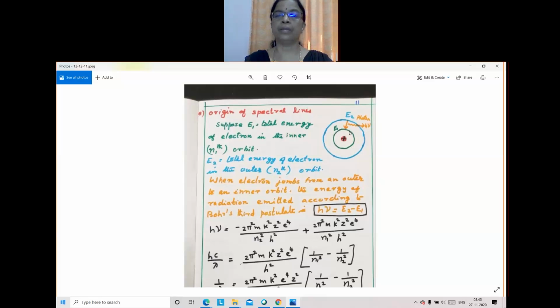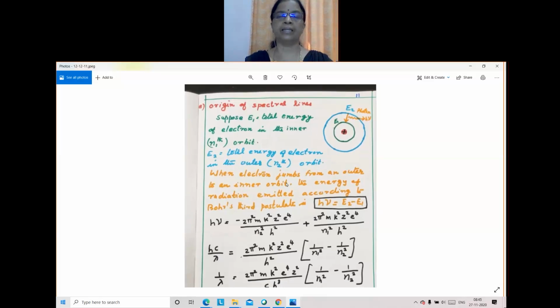The electron revolves in a stationary orbit, and it will have a definite amount of energy. That is what we have calculated for the hydrogen atom, minus 13.6 by N square. For the first orbit, minus 13.6 by 1 square. For the second orbit, minus 13.6 by 2 square. Here, first we are doing it for the general case. Generally, what is the equation?